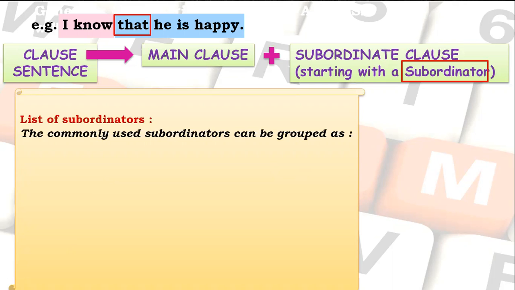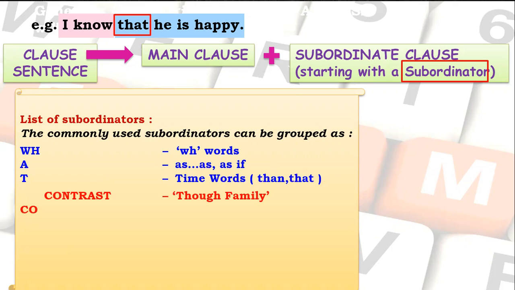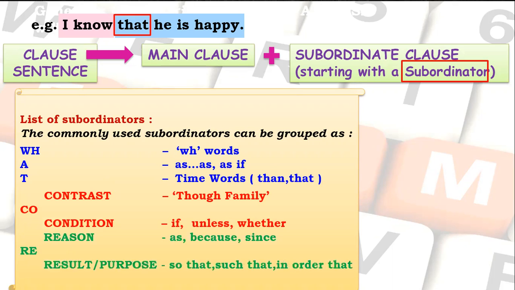Well, to make your job easier, here we have some commonly used subordinating conjunctions, and they all have a formula to remember. Remember, we have done it in the conjunctions. What core? Yes, this is the best way to remember the list of subordinators. WH goes with WH words. A goes with as and as if. T goes with all the time words: when, after, before, since. Then we have another two words, than and that.